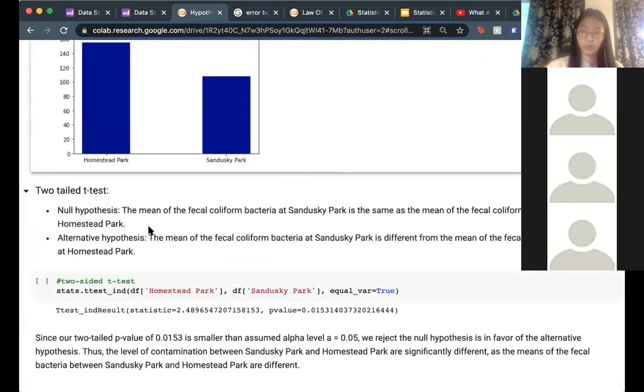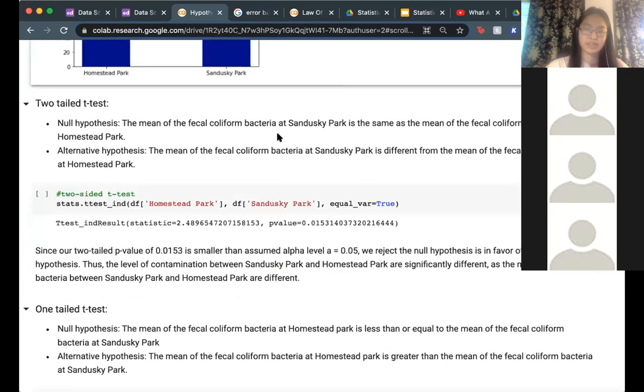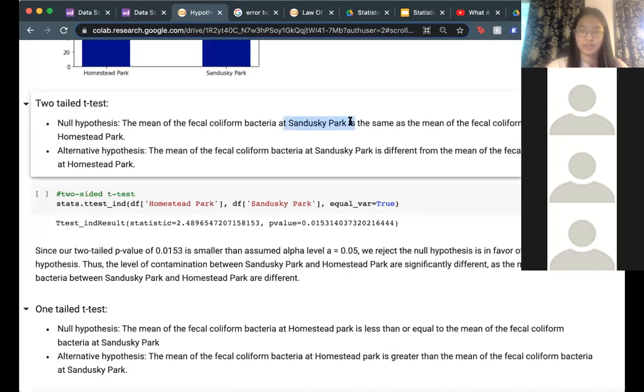But yeah, real fast. Once again, I told you before, if you know the test already, it's really simple to run this. So let's just run through this real fast. If you have a two-tailed t-test, two-tailed, if you remember, is just, hey, are the means different? Are they not different? I don't care. So the null hypothesis here is that the mean of the Sandusky Park bacteria is the same as the mean of the Homestead Park fecal coliform. If you write that mathematically, it's mu of Sandusky equals mu of Homestead Park. That's it. And then alternatively, because it's a two-tailed test, you just want to see if it's different: is the mean of the bacteria at Sandusky different from the mean of the Homestead? So it's mu_s not equal to mu_h.